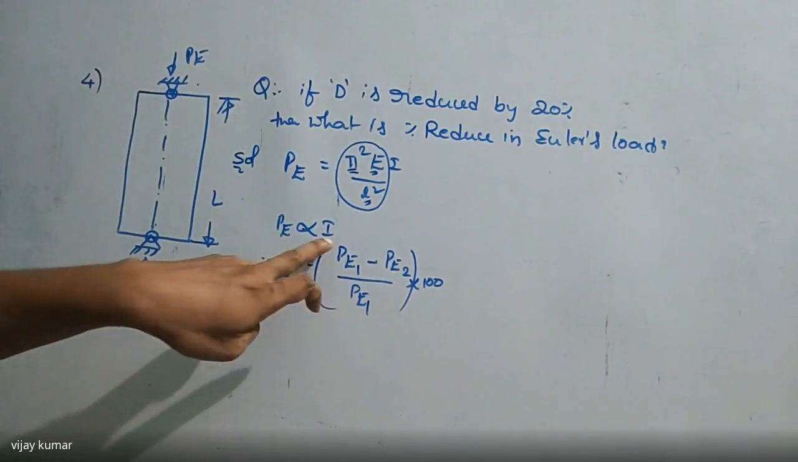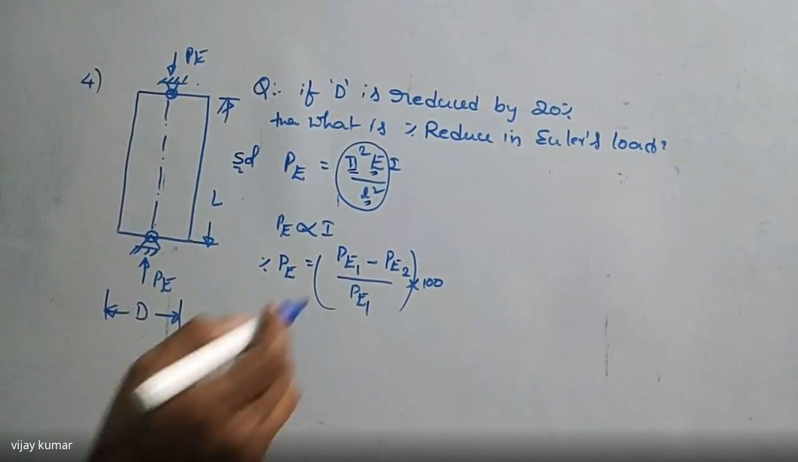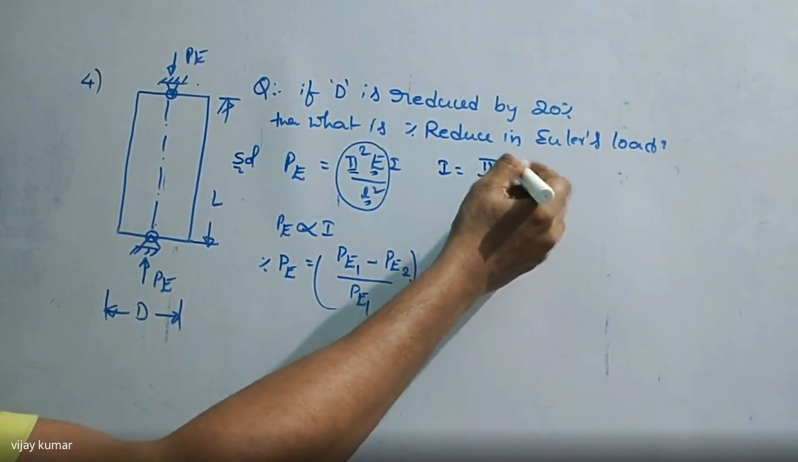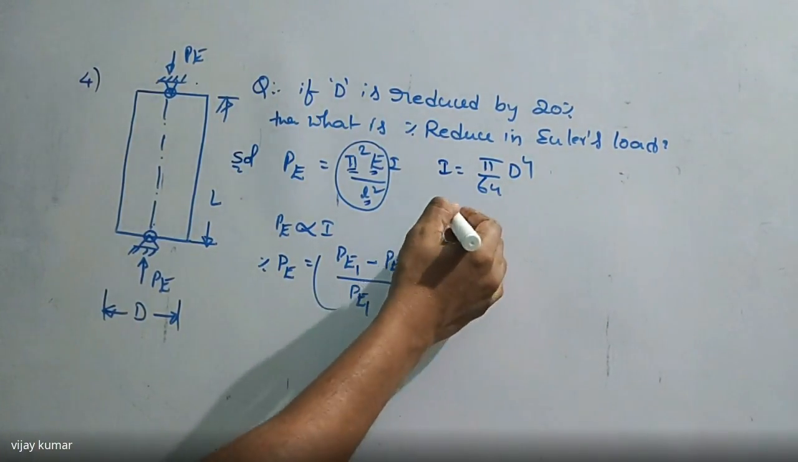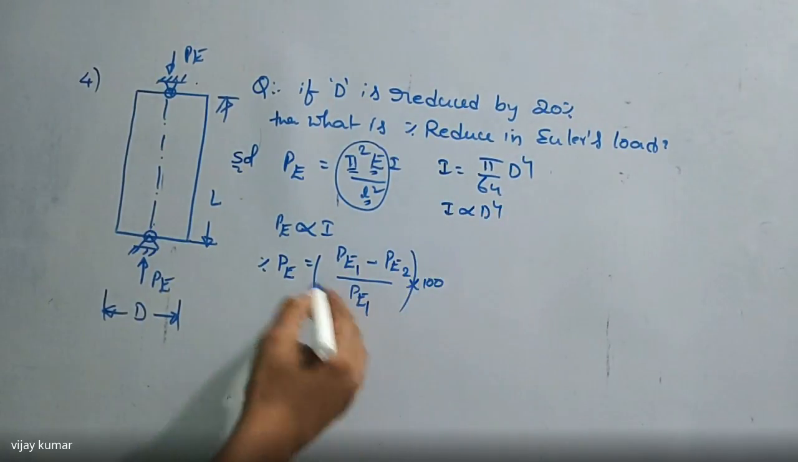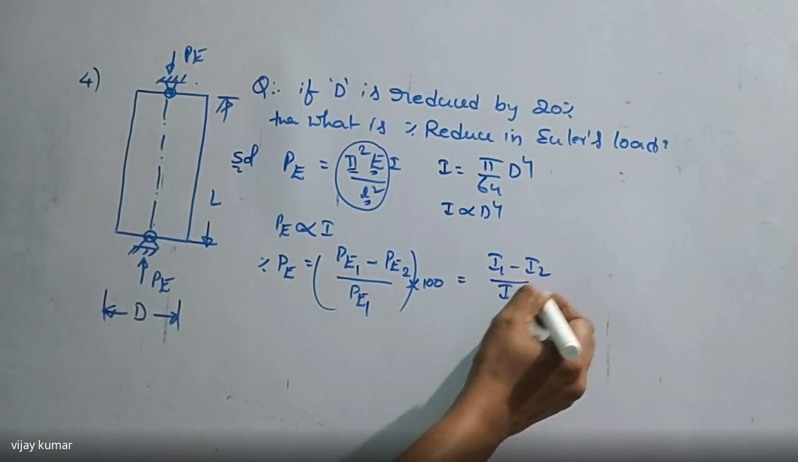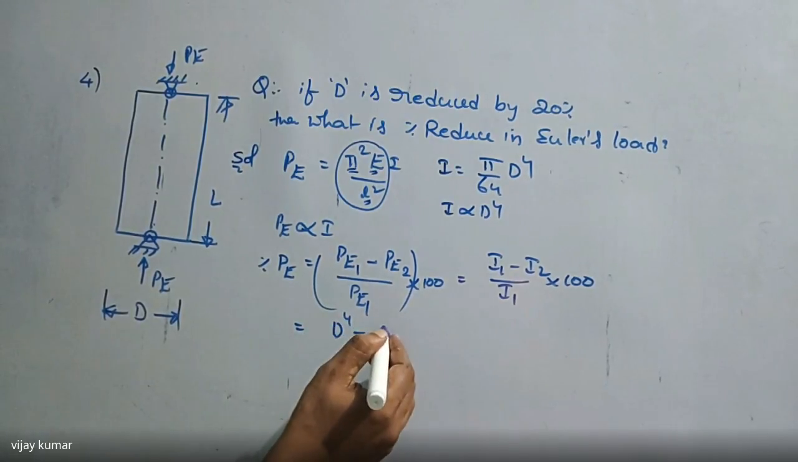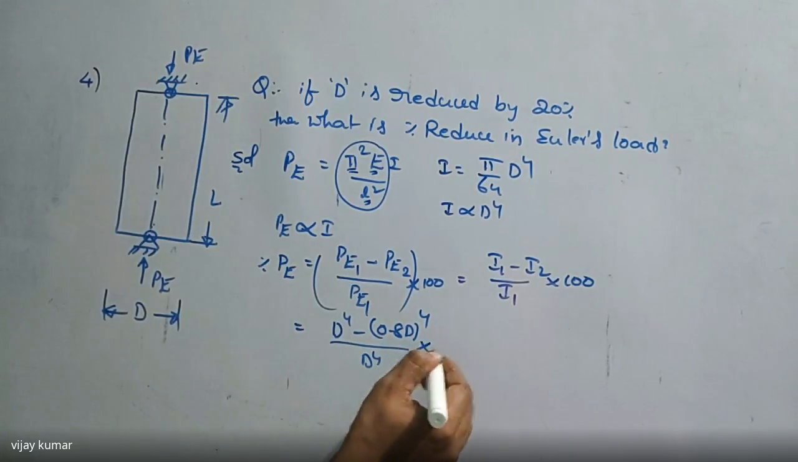But P is directly proportional to which one? I value. So what is the I value here? I is equal to how much for a circular section? Pi by 64 into d power 4. So in all cases, I is also directly proportional to d power 4. So I am writing here I1 minus I2 divided by I1 into 100, which is d power 4 minus 0.8 times d power 4 divided by d power 4 into 100.